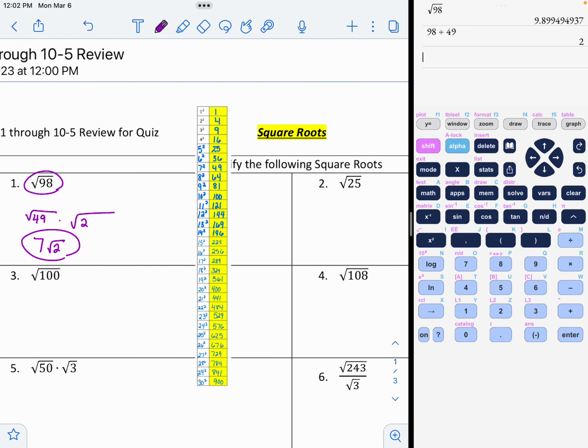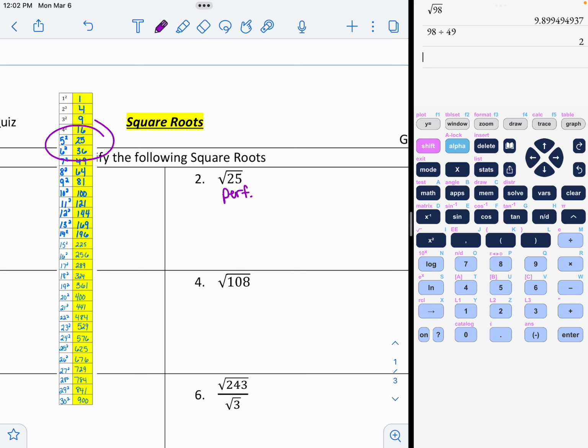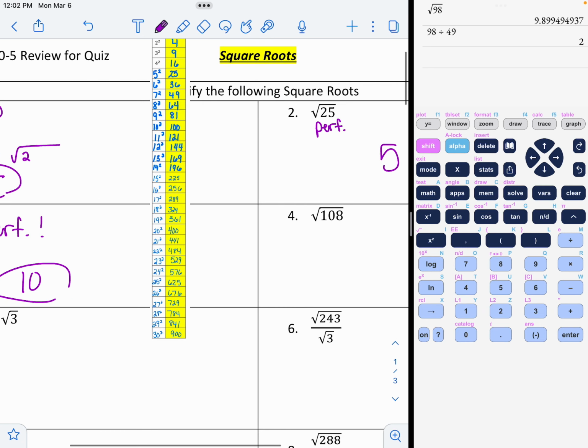Take a look, how 49 was on your list. The square root of 25 is perfect. Now, why is it perfect? Because it's on your list. The square root of 25 is a perfect 5, so you can move on. The square root of 100 is also a perfect square root. I'll just write the word perfect here so you remember. So the answer is just 10. It's not 10 square roots of 10, it's just 10.